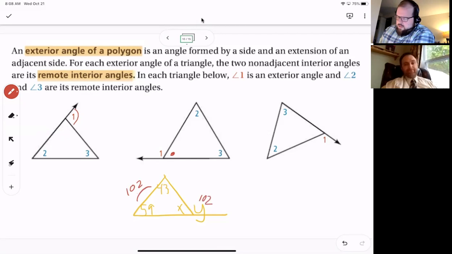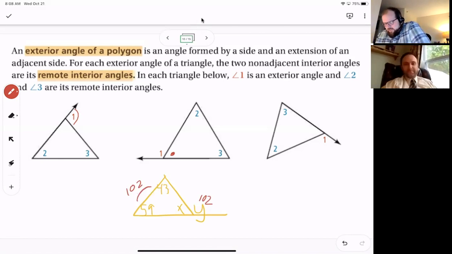Hmm. So if we're thinking about that, those look like they're the same number. Is that like the congruent supplements thing that we mentioned that one time? Technically, no. But kind of, sort of? Kind of, sort of. Okay.